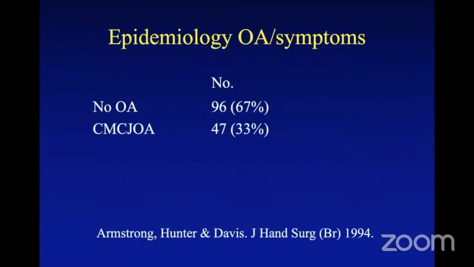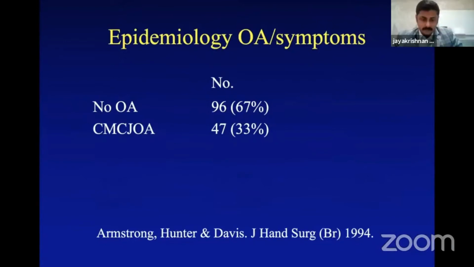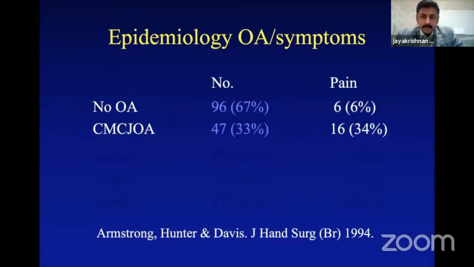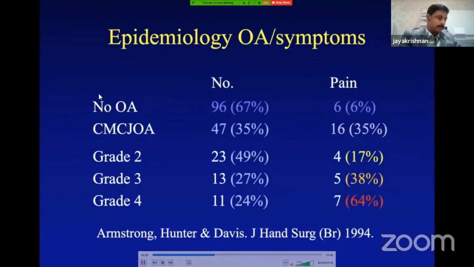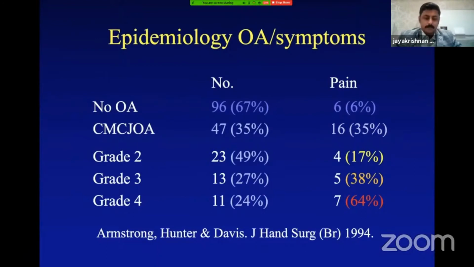Tim Davis has investigated the relationship between X-ray changes and symptoms. He found evidence of arthritis in 1/3 of a sample of middle-aged women attending with distal radius fractures. Only 6% of those with no visible arthritis reported thumb-based pain, whilst 1 in 3 with arthritic changes had symptoms, 6 times as high. The incidence of symptoms increased markedly with the severity of the arthritic changes.